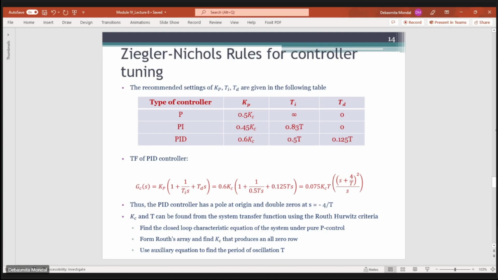When you have a PI controller, the value of Kp will be 0.45 Kc, Ti will be 0.83 T, and Td is obviously 0 since it is a PI controller. In the case of a PID controller, Kp is 0.6 Kc, Ti is 0.5 T, and Td is 0.125 T. These are the recommended settings proposed by Ziegler-Nichols, and if you follow them, the desired output of your system is generally achieved.